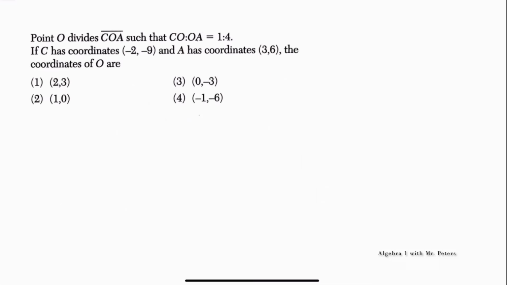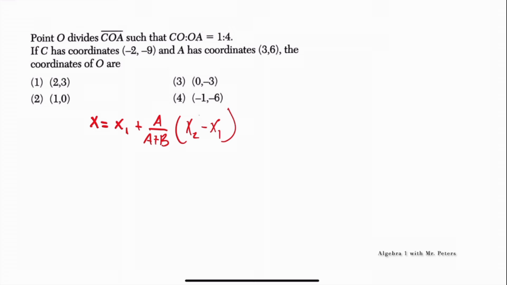The next example, they tell us that point O divides COA such that CO and OA have a 1:4 ratio. And they tell us the coordinates of point C and point A, and they want us to determine the coordinates of O to make this a true statement. So this can be a challenging question, family, but if you understand how to use the segment formula, this can be simple. So we know the X coordinate that we're looking for is going to be found by using X1 plus our ratio A divided by A plus B times X2 minus X1, right?